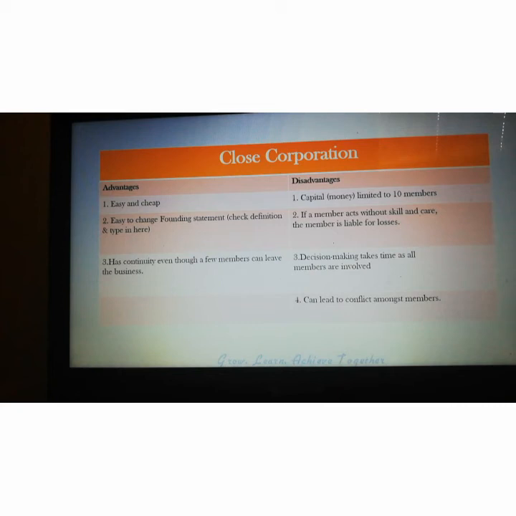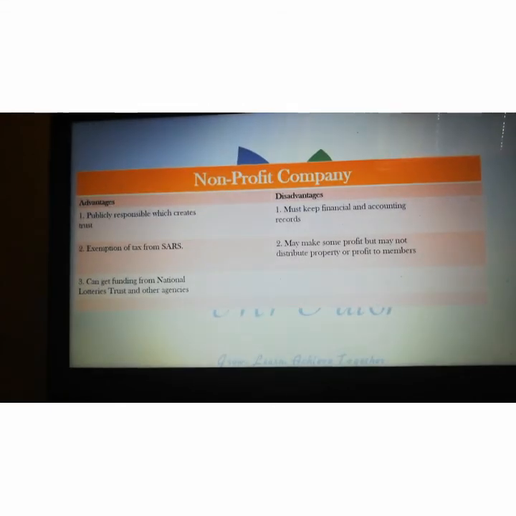Decision making takes time as all members are involved, similar to a private company or a partnership where there are more than 2 people involved. Decision making is going to take time because each and everyone's opinion is valued. And the last disadvantage of a CC is that it can lead to conflict amongst members, similar to what I just said: if one member pulls one way, the other members pull the other way. It's difficult. In most cases, people fight over that.